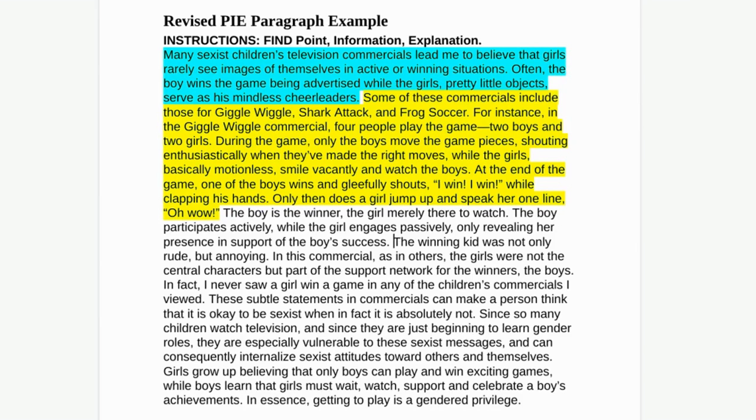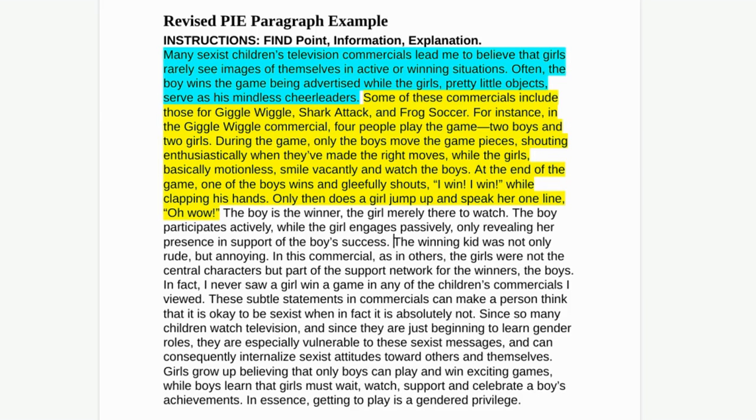Now, why did I stop it there? What's the difference between an illustrative example and explanation? The illustrative example is just a fact. It's unchanging. It's just the commercial. They're just showing you a visual representation of something that cannot change. But the next sentence, "the boy is the winner, the girl merely there to watch," is an interpretation, right? Someone else could interpret that commercial in a different way. They may, quote unquote, see it a different way. Maybe the girl is not just there merely to watch, right?